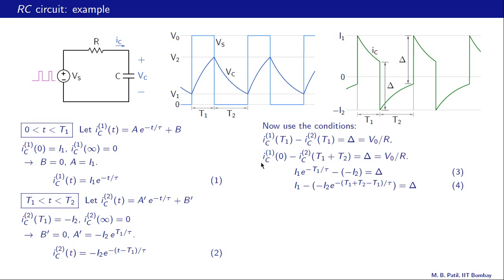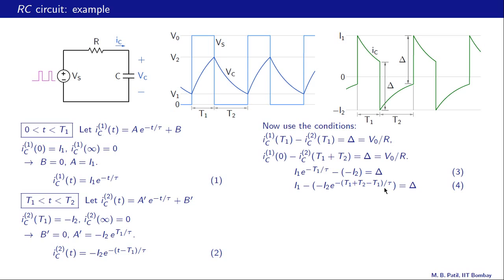Let us use this second condition now. What is IC in the T1 phase at t equal to 0? We put t equal to 0 here, and that gives us I1, the first term here. What about IC in the T2 phase at T1 plus T2? We put t equal to T1 plus T2 over here, and then we obtain this expression over here. And the difference between these two must be equal to delta. Note that T1 cancels out over here, and we get e raised to minus T2 by tau.